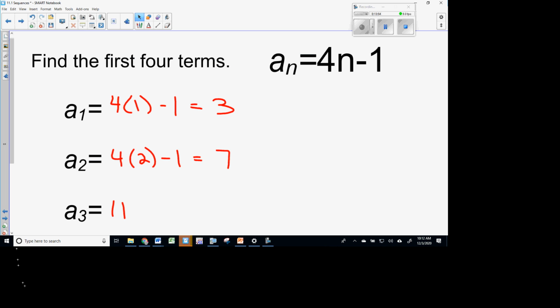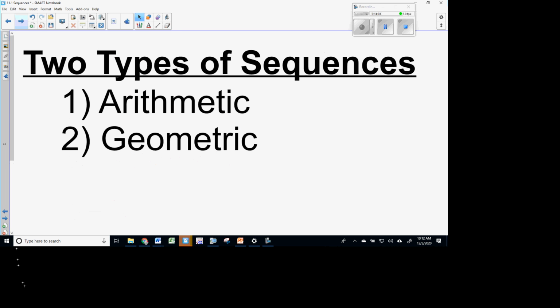Okay? Now, that formula can be different depending on what type of sequence we've looked at. Two we want to look at to get started here are arithmetic and geometric. That looks like arithmetic, but it's pronounced arithmetic. These are 2 types. There's a lot of different types.